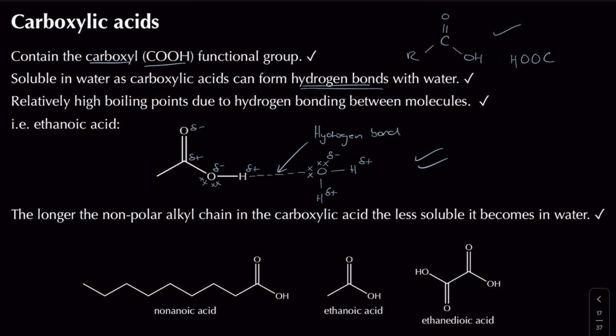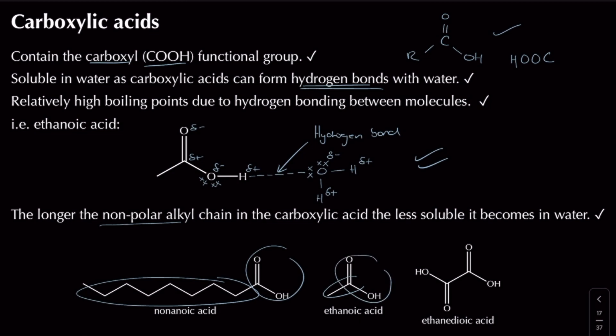Now, coming back to solubility, the longer the non-polar alkyl chain is in our carboxylic acid, the less soluble it will be in water. You can see that out of ethanoic acid compared to nonanoic acid, because nonanoic acid has a longer non-polar alkyl chain, it is going to be less soluble in water. Remember, the alkyl chain over here is not soluble, it doesn't form hydrogen bonds between the carboxylic acid and the molecules of water. It's actually the carboxyl group that does it.